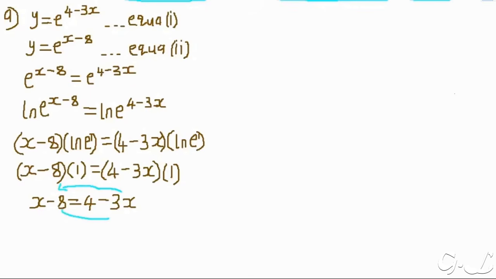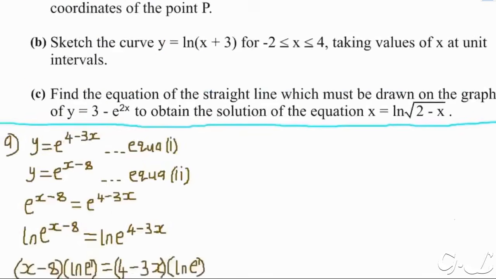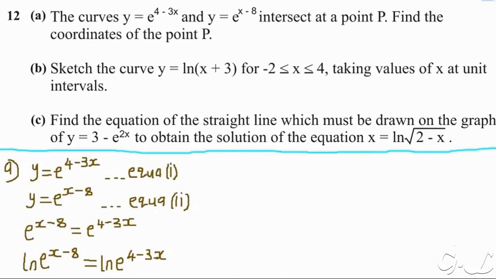So it will be like that. So it will be x plus 3x is equal to 4, it is equal to 8 plus 4, like that. So when you do the calculations, x plus 3x is equal to 4x, and 8 plus 4 is equal to 12. So there you have to divide. We have to make x the subject. When you make x the subject, x is equal to 3. So therefore that is the x coordinate.